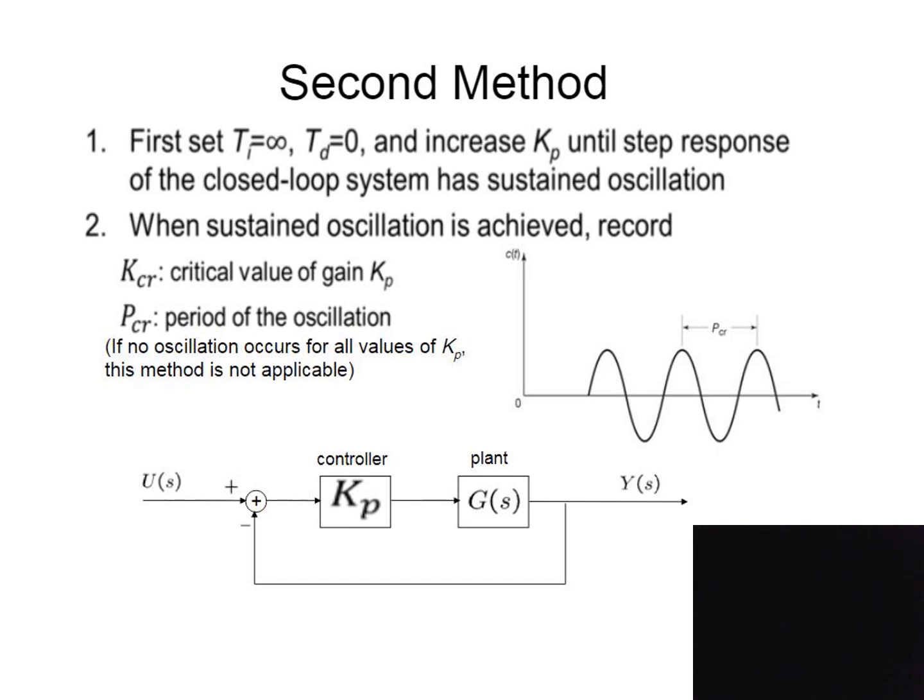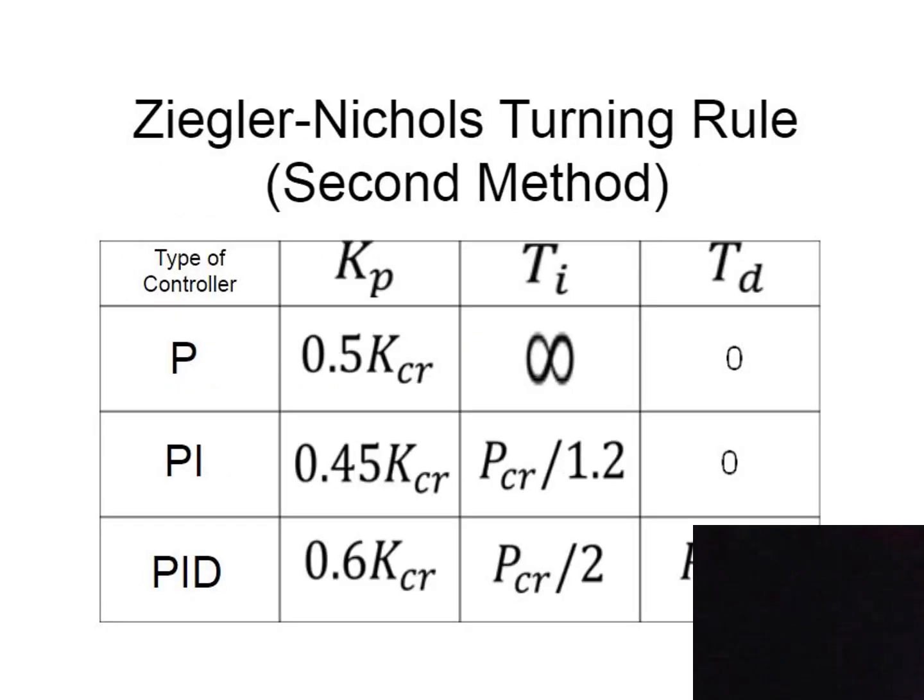This is a block diagram of the closed loop method. Knowing the values of Ku and Pu, that is the ultimate gain or critical gain, and the ultimate period or critical period, one can design the controller using the controller settings of the second method of tuning.